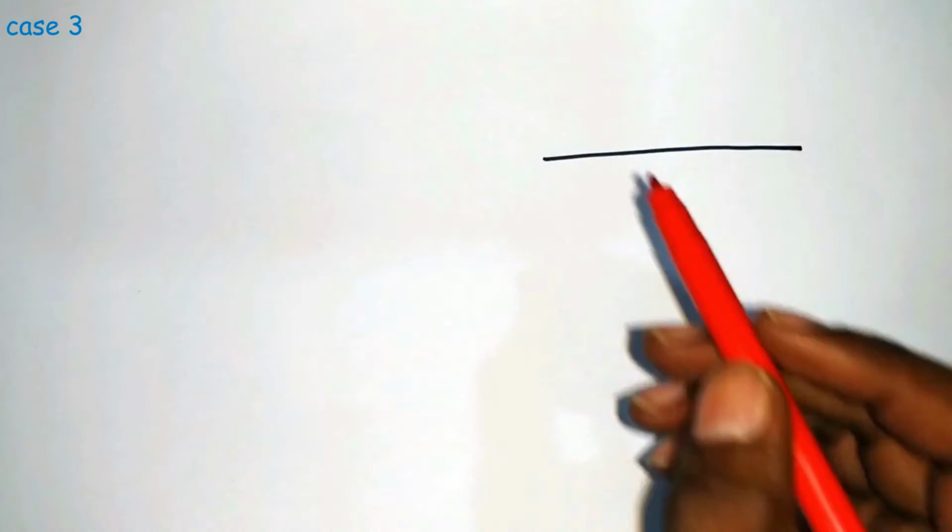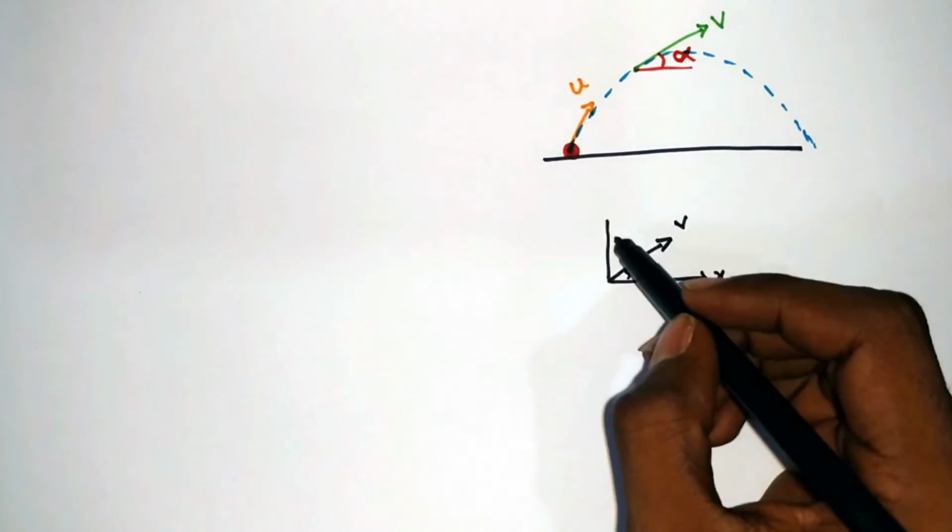Till now you have seen how to find the range of the projectile. Now we will discuss how to find the velocity at any point in its path. So consider a projectile as shown and v be the velocity at any random point. And let's say v makes an angle alpha with the x-axis. We can resolve this velocity into its components vy and vx.